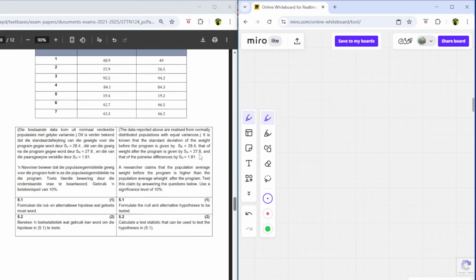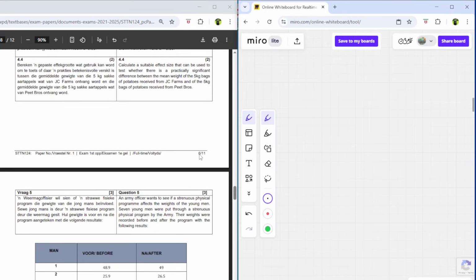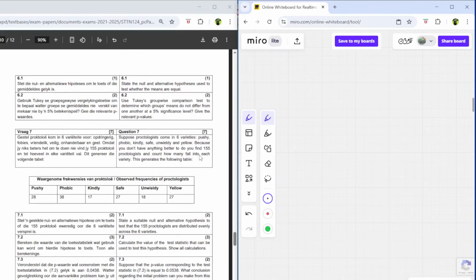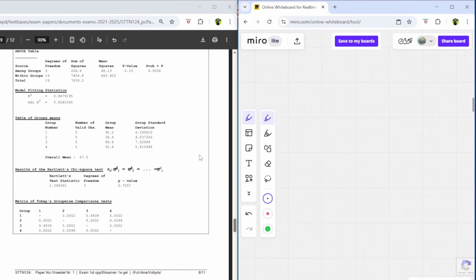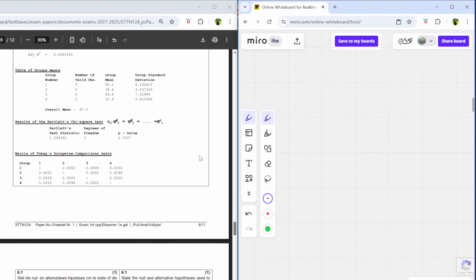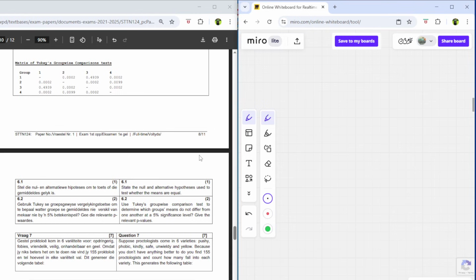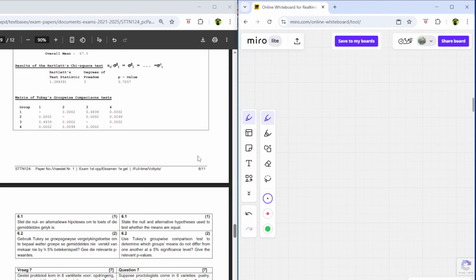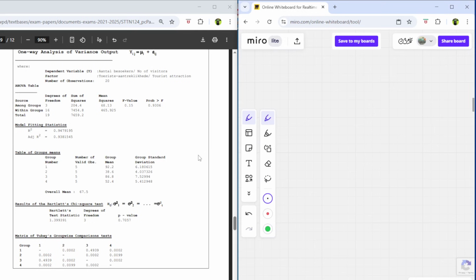This was question 5. Question 6. Yeah, we are getting close to the end. Question 6 is analysis of variance, ANOVA. There are only 2 questions on question 6. Question 1 says, state the null and alternative hypothesis used to test whether the means are equal.